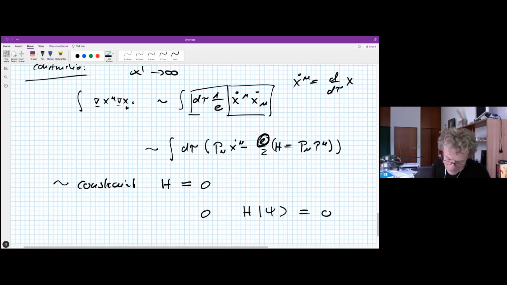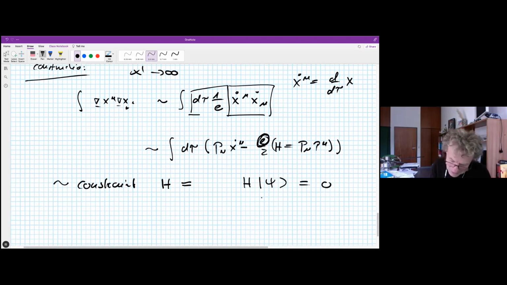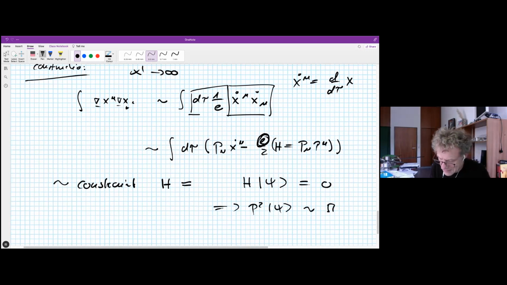Now if you translate that, that means p squared psi, or in terms of wave functions, box phi is equal to 0, which is just the Klein-Gordon equation. So the reparameterization invariance of the world line implies the Klein-Gordon equation in space-time, once you represent this reparameterization constraint. Fine. You can expand this a little bit.